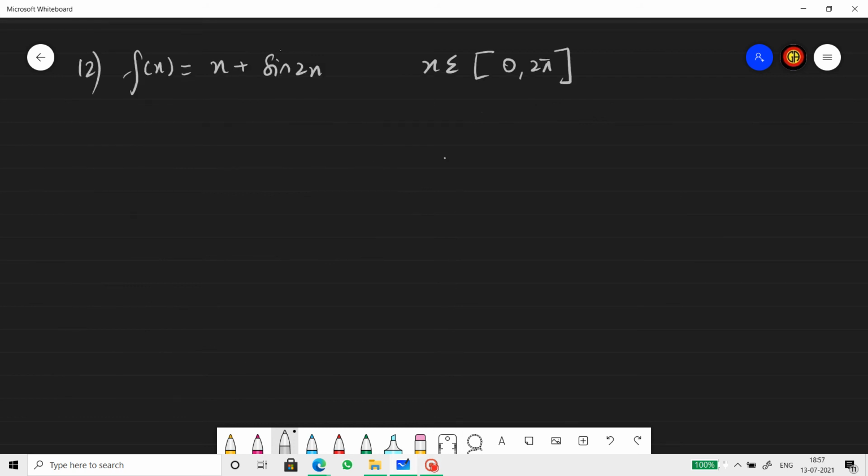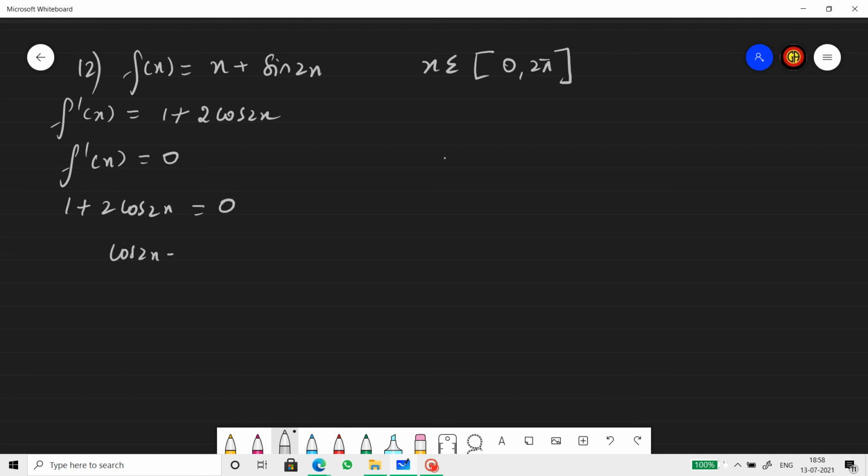F of x is equal to x plus sine 2x, x belongs to 0 to 2 pi. Find absolute maximum and minimum value. Question number 12. So f dash of x is equal to 1 plus 2 cos 2x. F dash of x is equated to 0. 1 plus 2 cos 2x is equal to 0. So cos 2x is equal to minus 1 by 2.